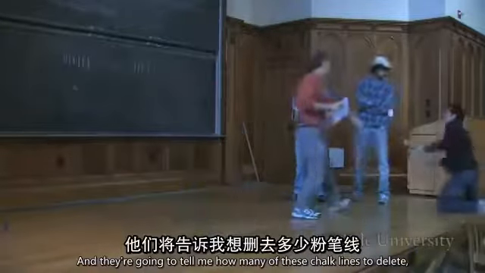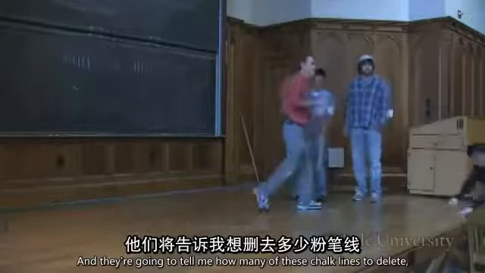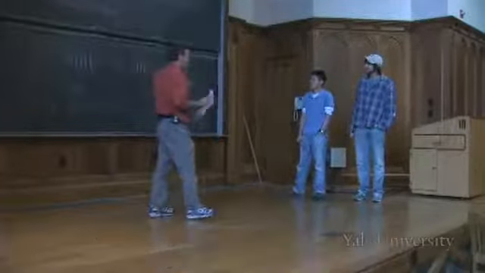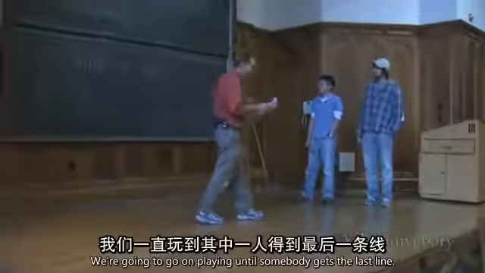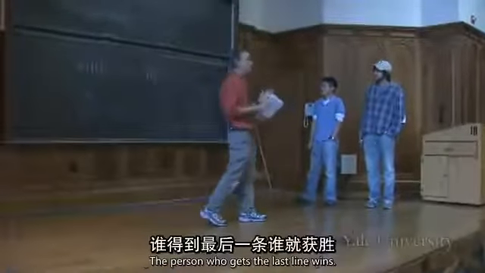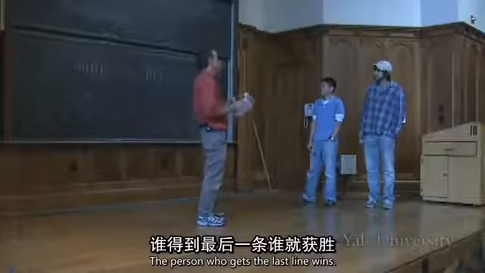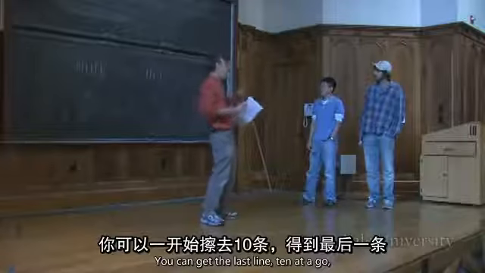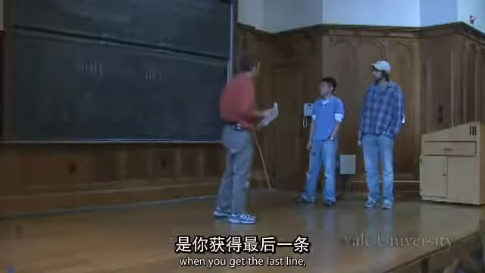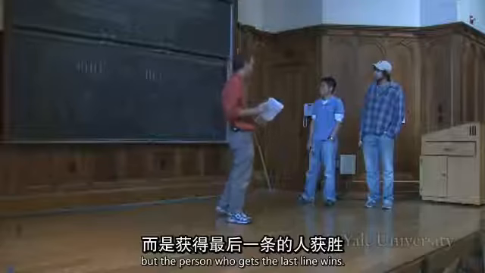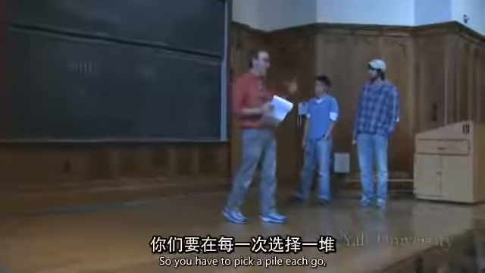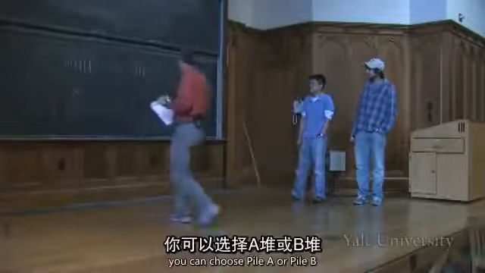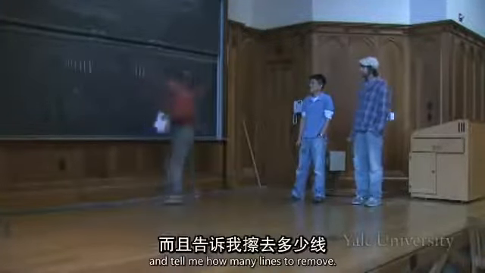They're going to tell me how many of these chalk lines to delete. All right, and I'm going to delete those lines. We're going to go on playing until somebody gets the last line. The person who gets the last line wins. You can get the last line ten at a go. It doesn't have to be that there's only one on the board when you get the last line, but the person who gets the last line wins. So you have to pick a pile each go and tell me how many lines to remove. So Li Xing, why don't you go first? You can choose pile A or pile B and tell me how many lines to remove.